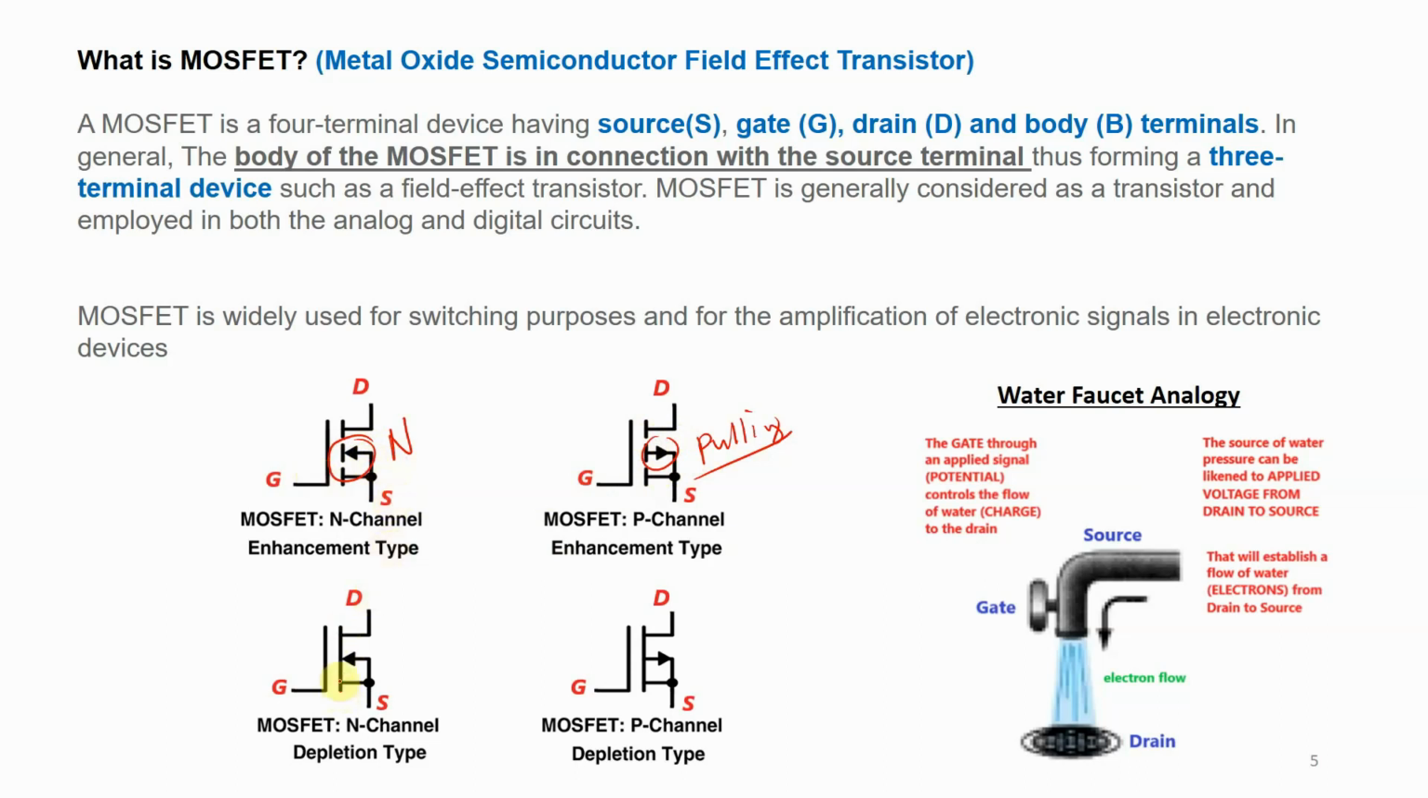And how do you know it is enhancement? It is enhancement if this line is divided into 3, and if there is no division, it is a depletion type.